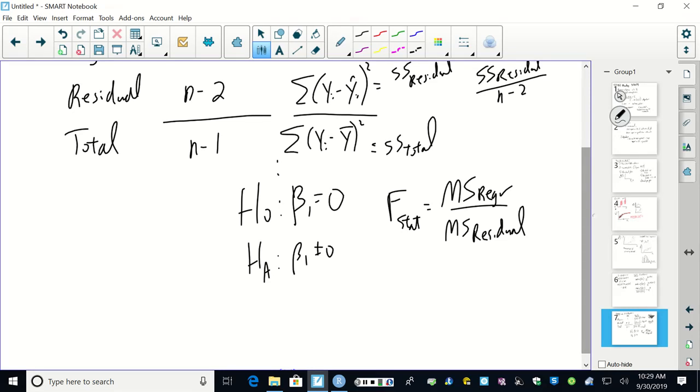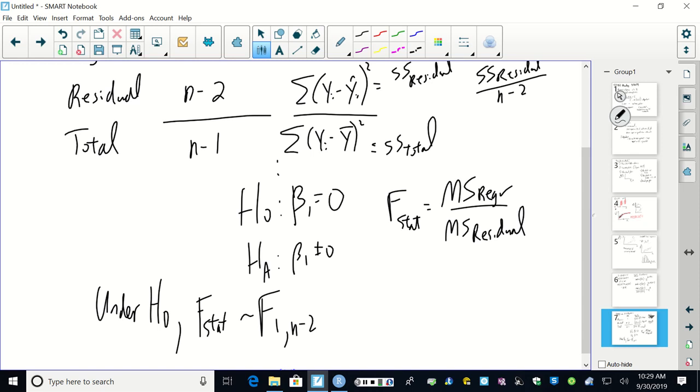So under the null hypothesis, our F statistic has an F distribution with 1 and n minus 2 degrees of freedom. And the p-value we're going to calculate for this test is the probability that this particular F distribution is greater than or equal to the F statistic we got with our data. And if that's small, we'll reject, meaning that we got an extremely large value of the mean square regression in comparison to what we would actually expect under the null hypothesis.